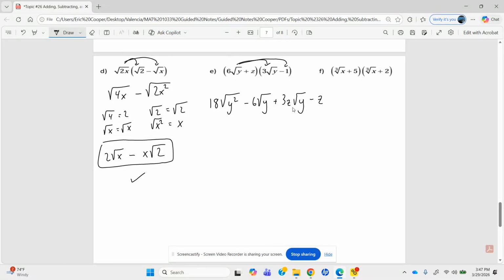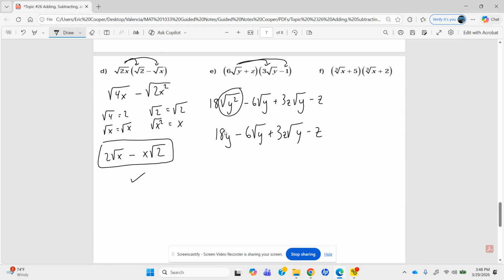So these are not combinable. The only thing we can do to this is simplify this, because we do know that the square root of y squared simply becomes y. So this becomes 18y minus 6 square root of y plus 3z square root of y minus z.